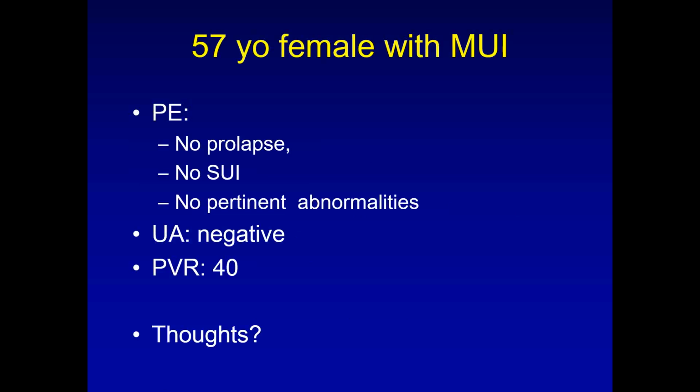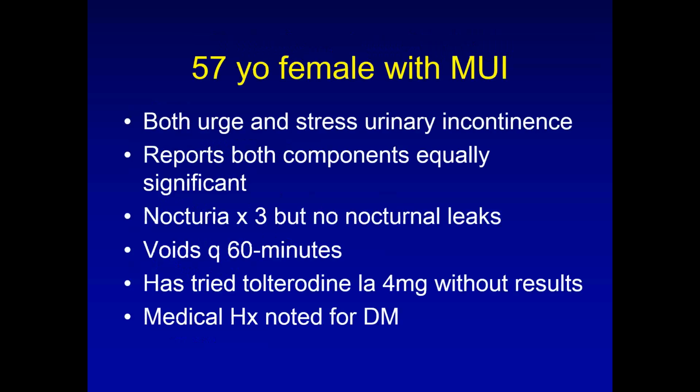Thoughts? I'm not going to open it up yet, but what I hope you guys will be thinking about is, we can't see stress incontinence on exam. She complains of it, but she's got a fair amount of OAB symptoms too. So is it refractory OAB? Does she have stress incontinence and we just didn't reproduce it on our exam because she had an empty bladder or she knew you were looking?